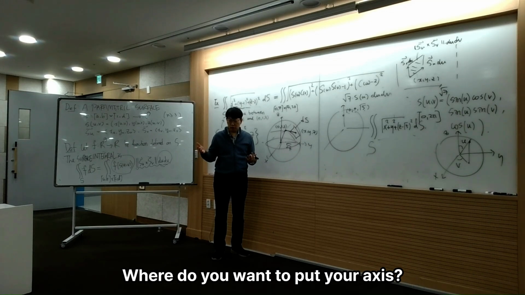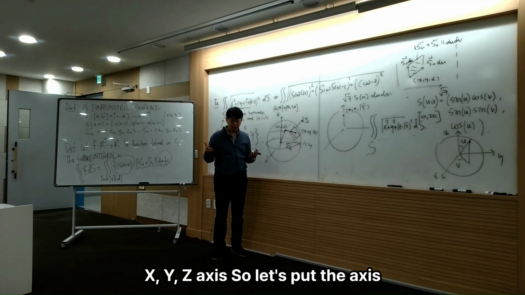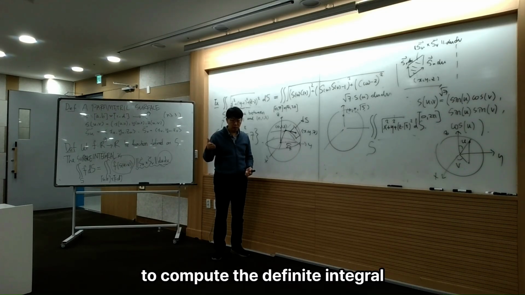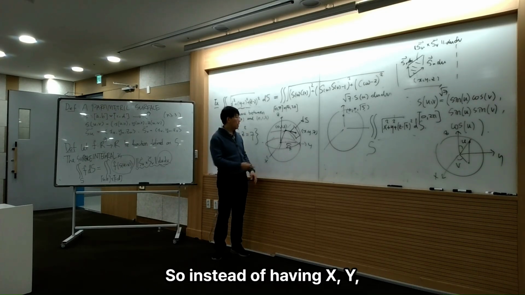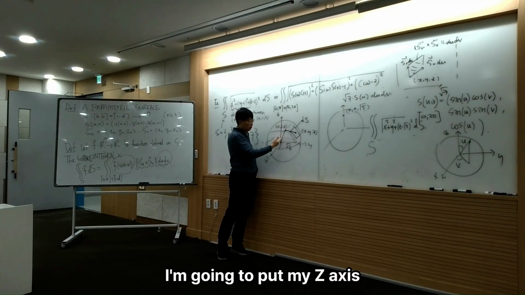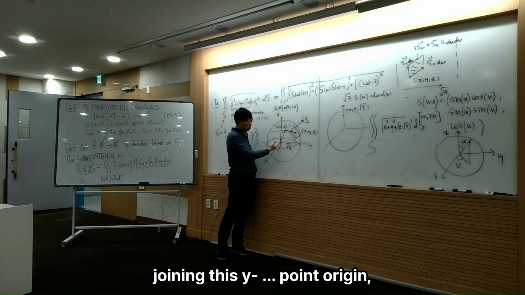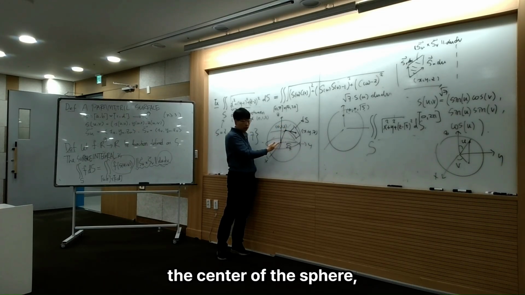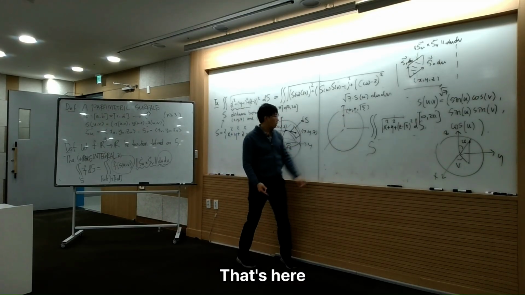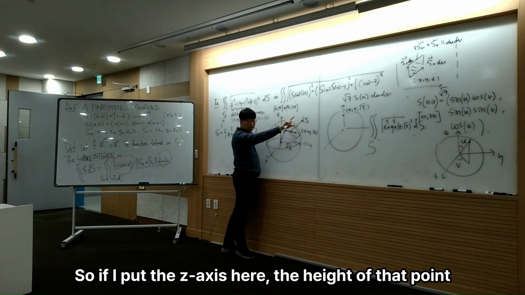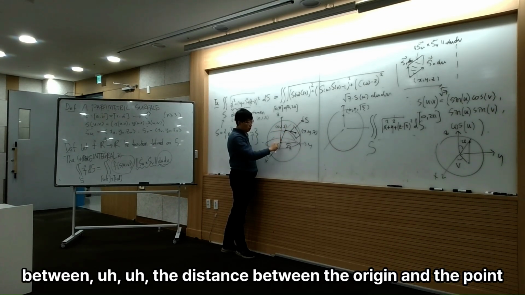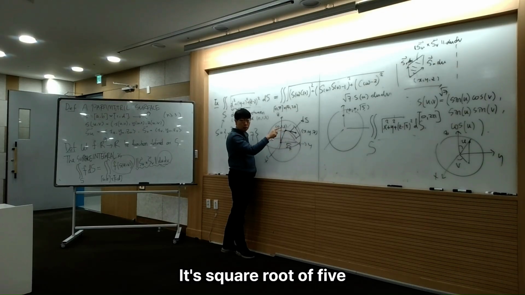Where do you want to put your x, y, z axes? Let's put the axes in the best configuration, which gives me the easiest way to compute the definite integral. Instead of having x, y, z in some off position, I'm going to put my z-axis right on the line joining the origin, the center of the sphere, and the fixed point. I'm going to put the z-axis here. Then the height of that point is going to be the distance between the origin and the point. It's square root of 5.